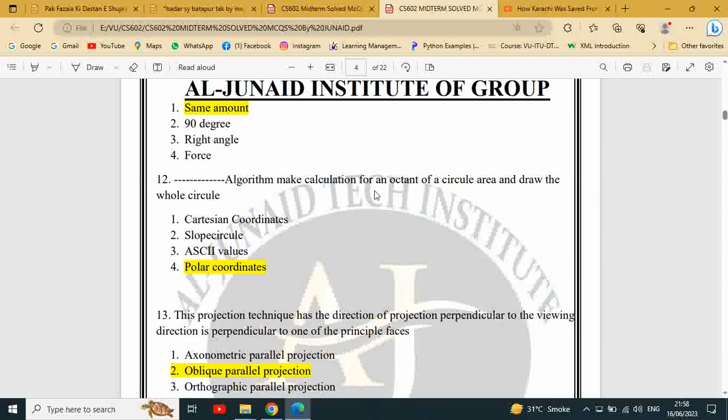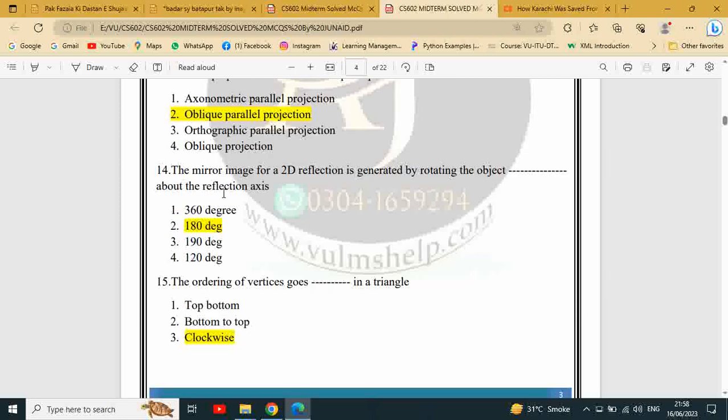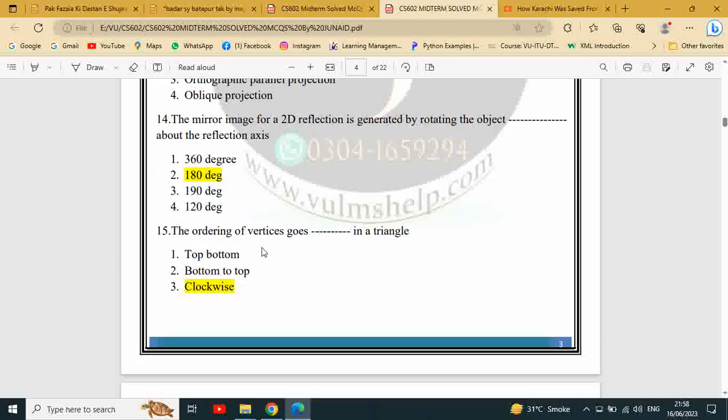And dash algorithm makes calculation for an octant of a circle and draws the whole circle. Polar coordinates algorithm. This projection technique has a direction of projection perpendicular to the viewing direction, perpendicular to one of the principal faces. Oblique parallel projection. The mirror image for a 2D reflection is generated by rotating the object dash 180 degree about the reflexive axis. The ordering of vertices goes clockwise in a triangle.